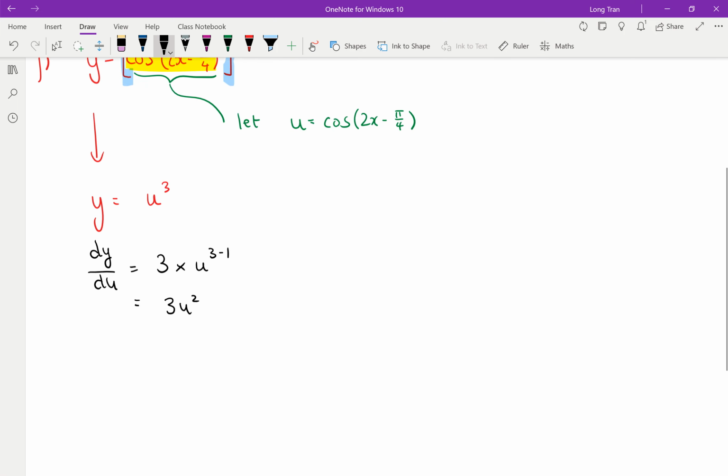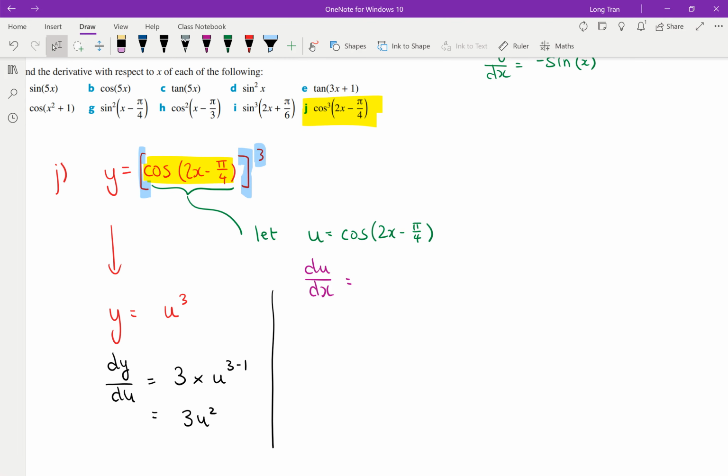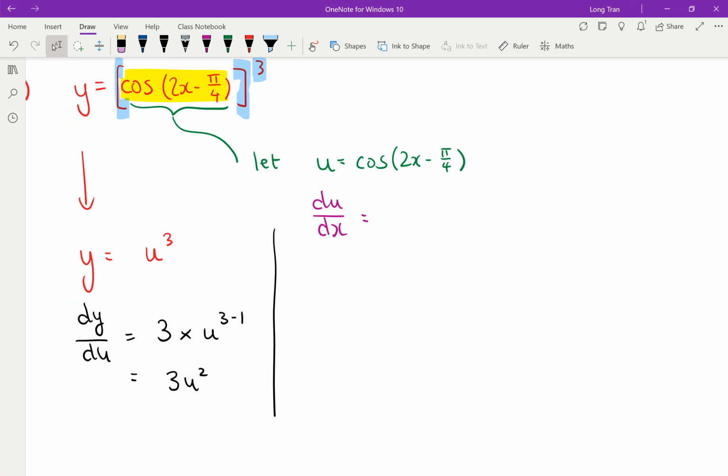Now, because I've introduced a third variable, I also need to differentiate that as well, because then I can use chain rule. We're going to differentiate du/dx. I'm assuming your derivative of cosine functions is relatively okay. I know the derivative of cos has to give me sine of the function, so sine of 2x minus pi on 4. Remember, there's going to be a negative to it, right?